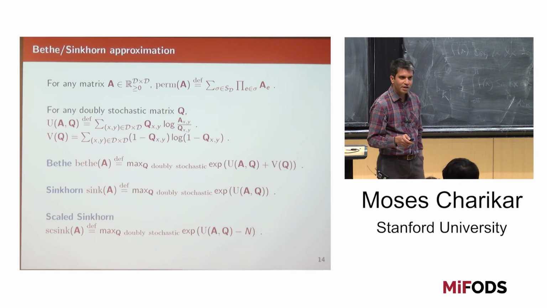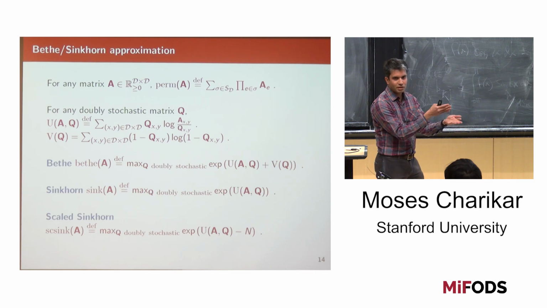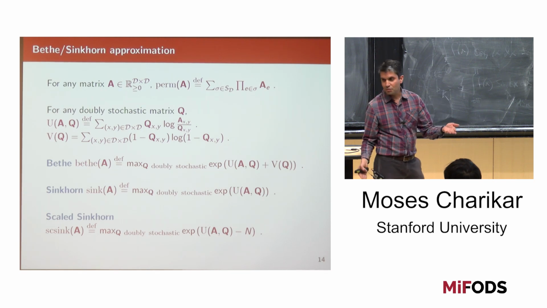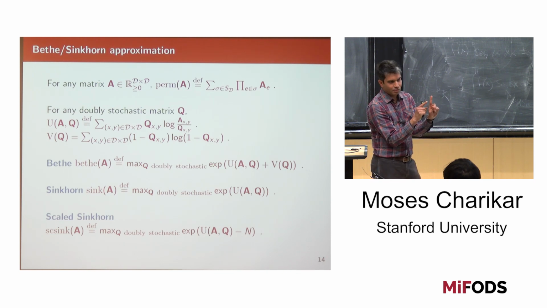So remember I said, in the Sinkhorn iteration, when you get down to a doubly stochastic matrix, the value of the permanent is between 1 and e to the minus n. Okay? The Sinkhorn value will give you 1 for a doubly stochastic matrix, right? It won't do anything. It'll just give you 1. Okay?